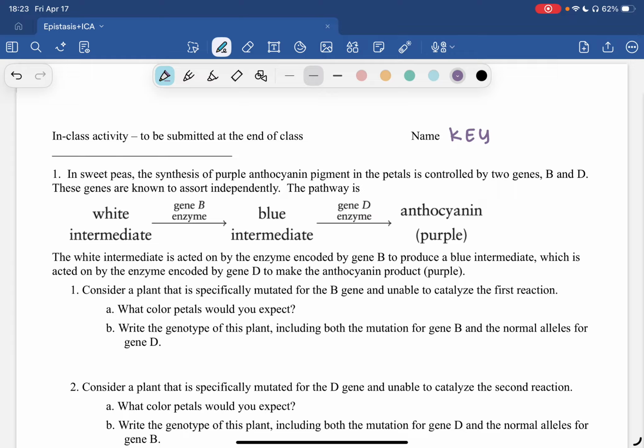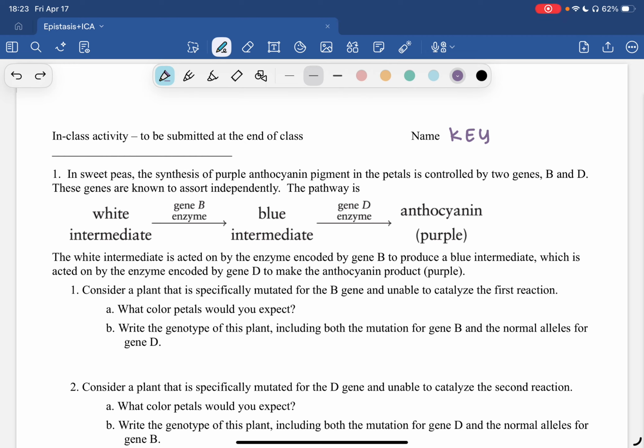So first things first, you start with your white intermediate. Then next, if gene B enzyme is working, then you're able to move on to the next step, which is the blue intermediate. If the gene D enzyme is working, then you'll get the final color of purple, or the anthocyanin.